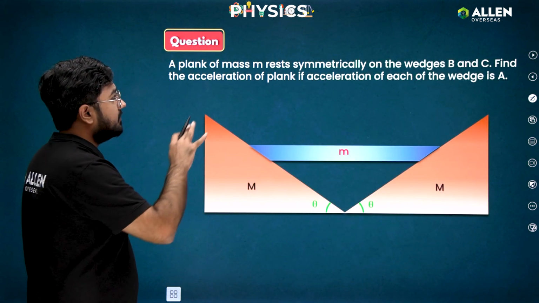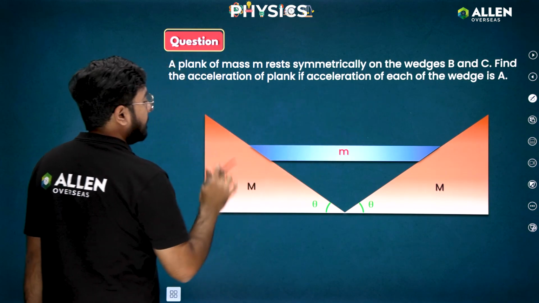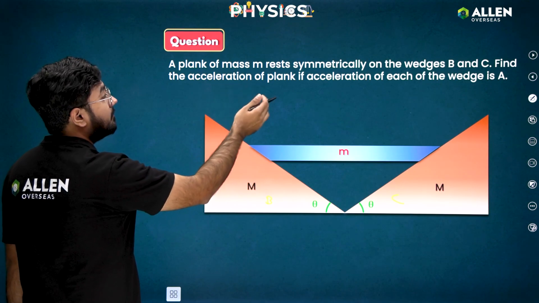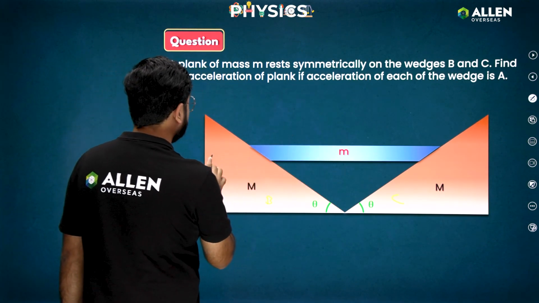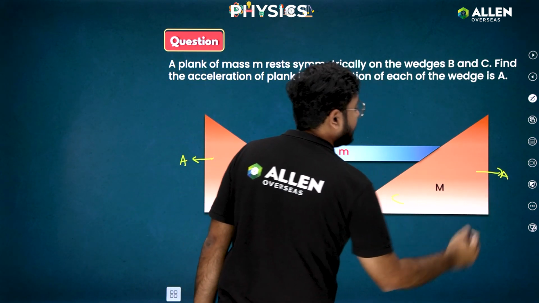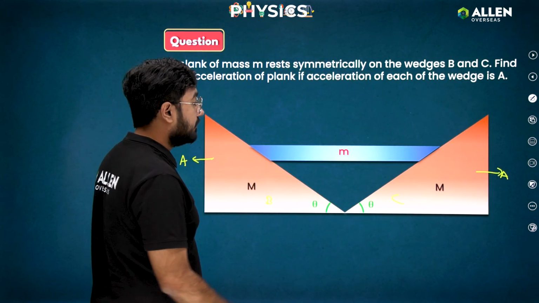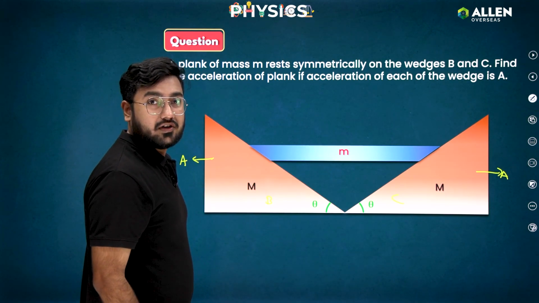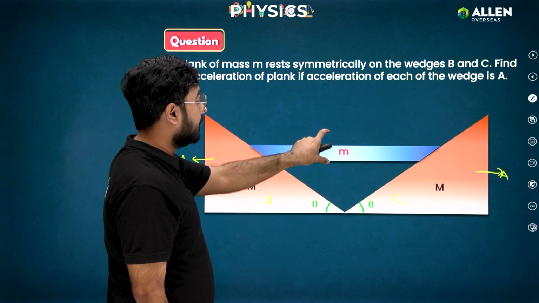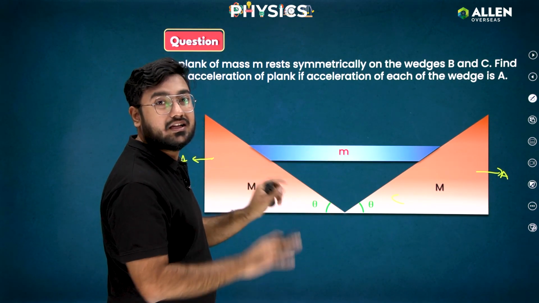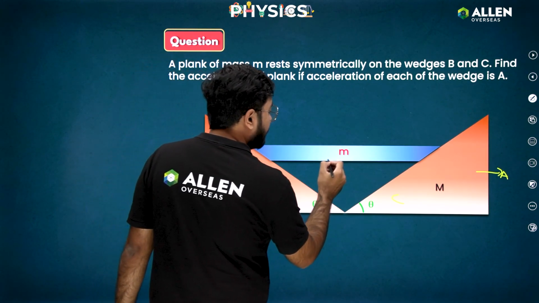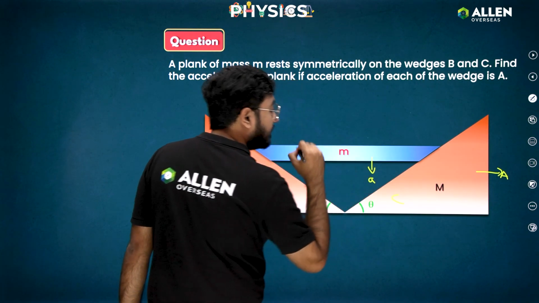A plank of mass m rests symmetrically on the wedges B and C. So these are wedges B and C. Find the acceleration of the plank if the acceleration of each wedge is A. So the acceleration of each wedge is capital A, something like this. So we have to find the acceleration of mass m. What is the basic sense you get from here? When I release this system, this plank is going to go down and the wedges are going to open up. Simple. So suppose the acceleration of this plank is small a downwards.